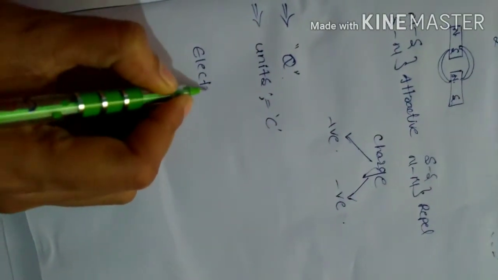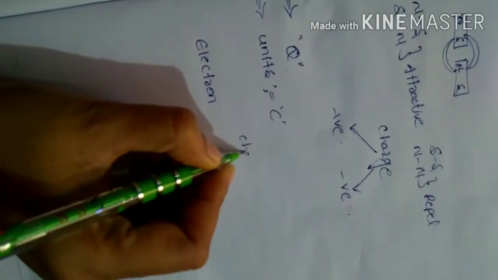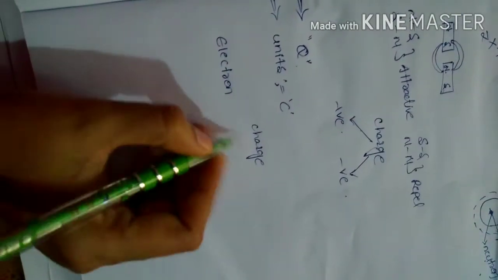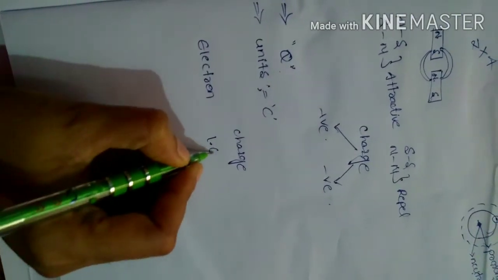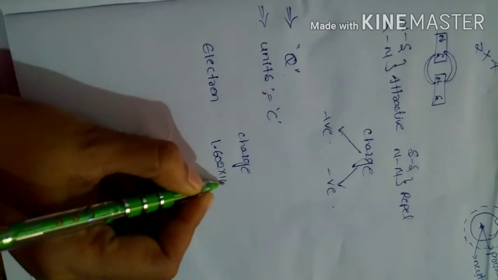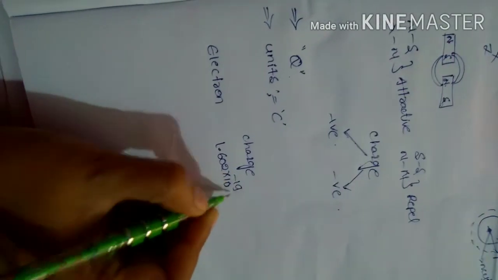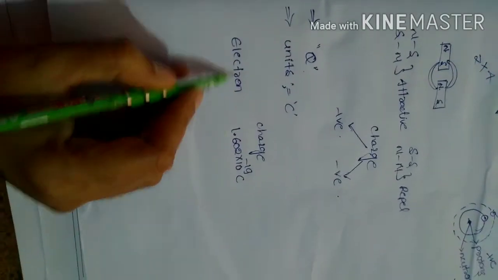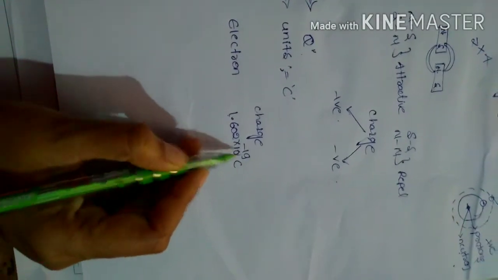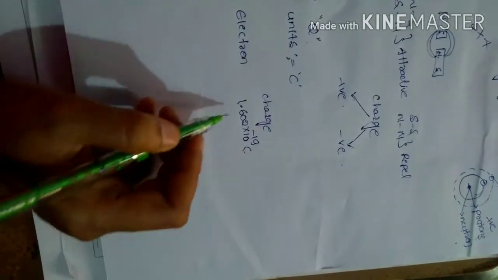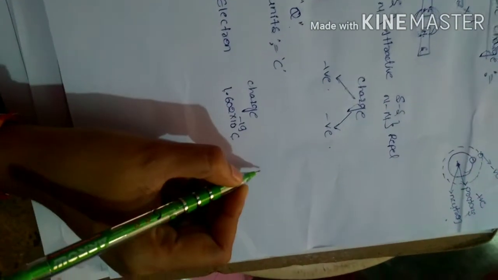electron's charge. The charge of an electron is 1.602 × 10^-19 coulombs. Here coulomb is the unit of charge. Okay, next, mass.